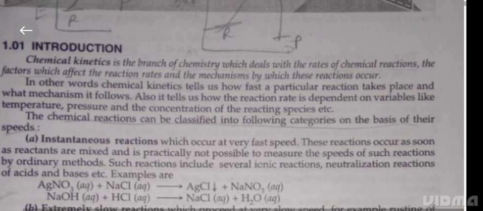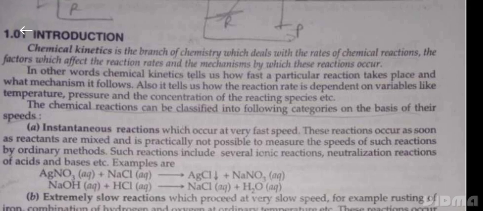Also, it tells us how the reaction rate is dependent on variables like temperature, pressure, and the concentration of the reacting species. Chemical reactions can be classified into the following categories on the basis of their speeds. Instantaneous reactions, which occur at very fast speed. These reactions occur as soon as reactants are mixed, and it is practically not possible to measure the speeds of such reactions by ordinary methods. Such reactions include several ionic reactions and neutralization reactions of acids and bases.